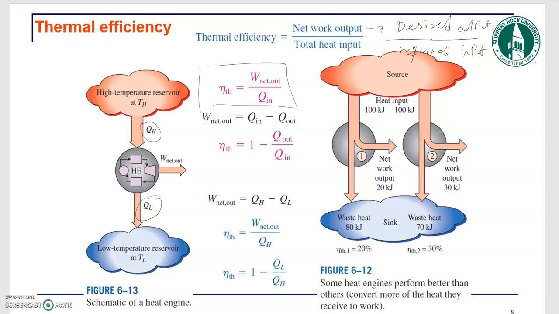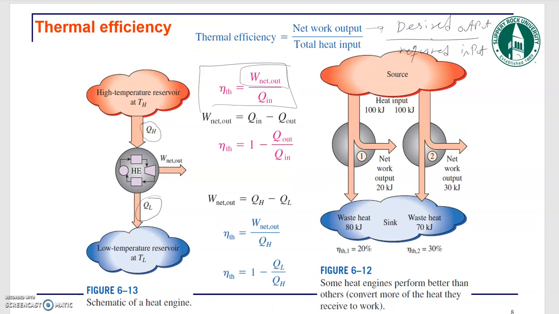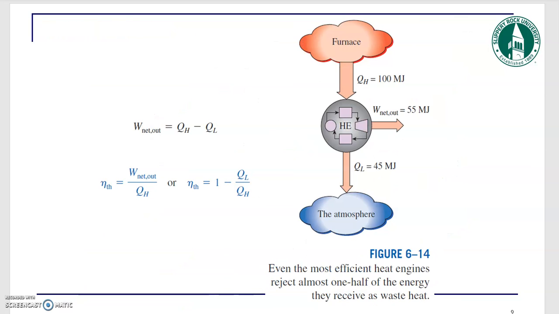And we mentioned W net from the previous slide. W net is equal to Q in minus Q out. And if you substitute that, you get this equation. Substitute Q out with QL and Q in with QH, you get to this equation. Sometimes we write it this way. Okay, so that's the efficiency of the heat engines. All right, so that's the same equation. In the next video, I'm going to do an example on the efficiency of the heat engines.